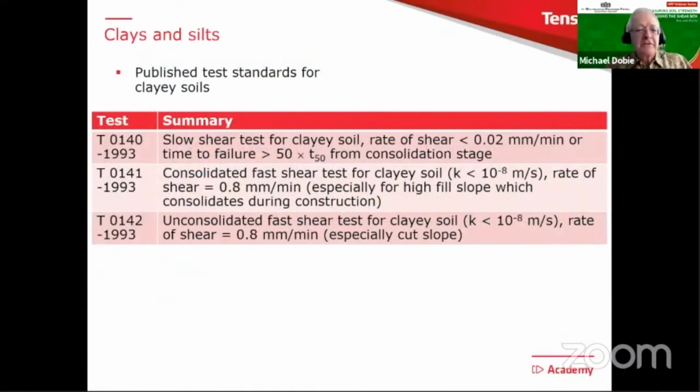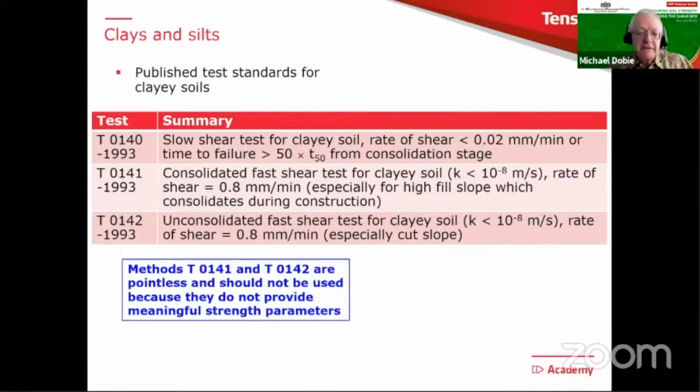But here's a bit of a problem, because these are some published test standards for the shear box for clay soils. And there are 3 of them. First one, and I'll read through them quickly: slow shear test for clay soil, rate of shear less than 0.02 millimeters per minute, or time to failure greater than 50 times T50 from the consolidation test. Exactly what I've just been talking about, so perfect for carrying out this kind of testing. Second one, consolidated fast shear test for clay soil, rate of shear 0.8 millimeters per minute. And the third one, unconsolidated fast shear test for clay soil, rate also 0.8 millimeters per minute.